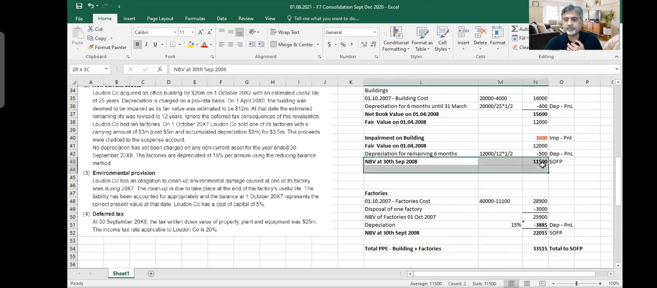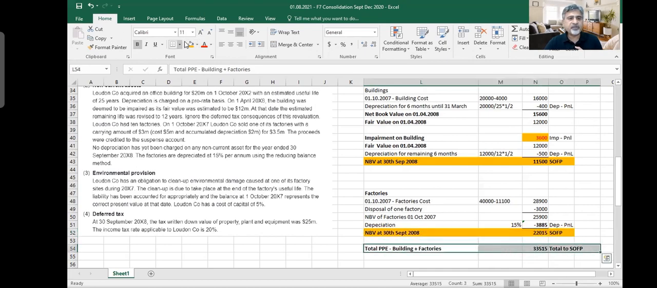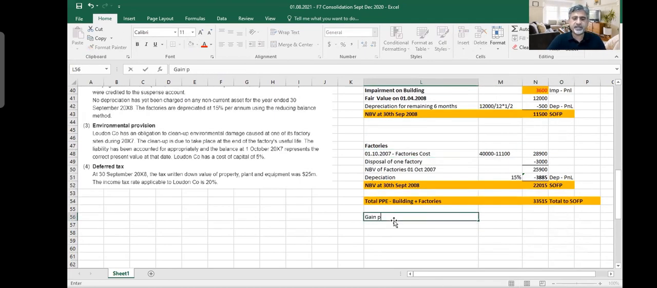Just the impairment for the building. Please ask. The impairment, can I see the impairment happened only on here, this 3,600? This is impairment. There is no impairment on factories. On the factory, what happened? I can say that this is gain on disposal of factory. This is what I would do.